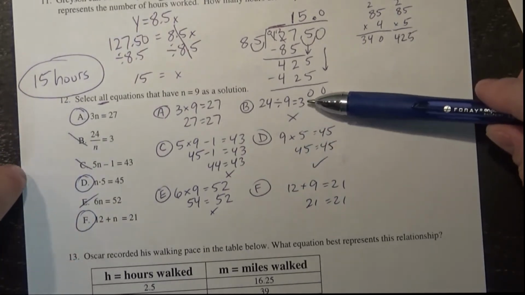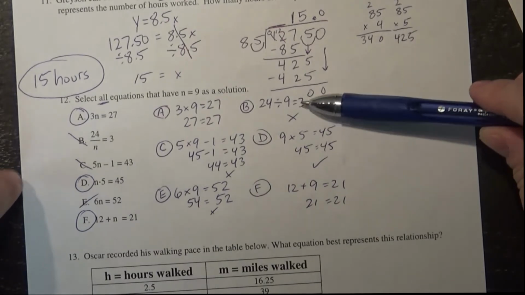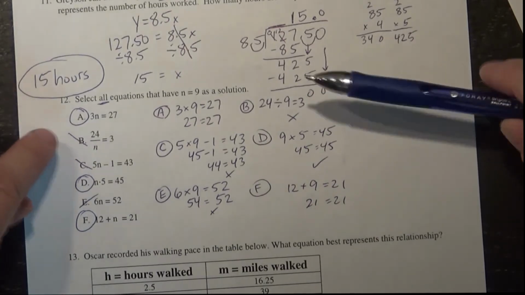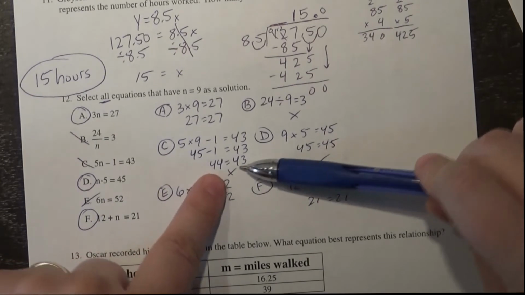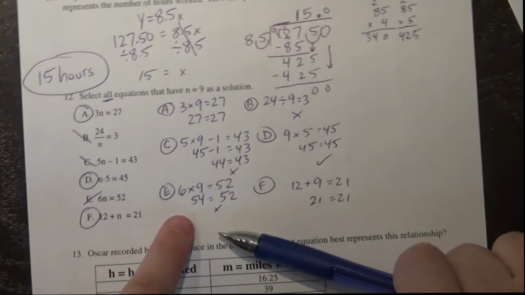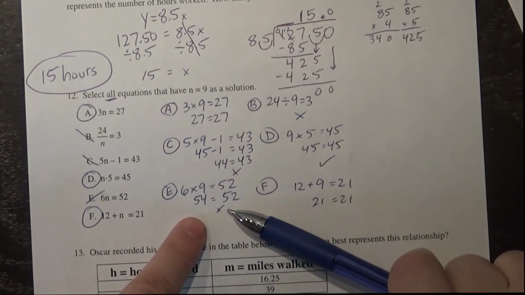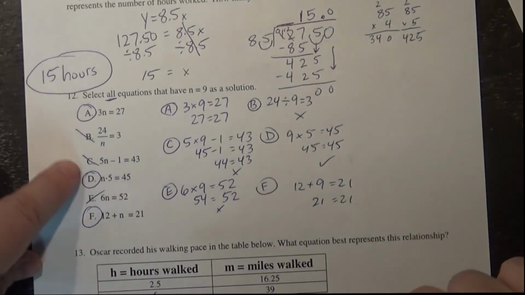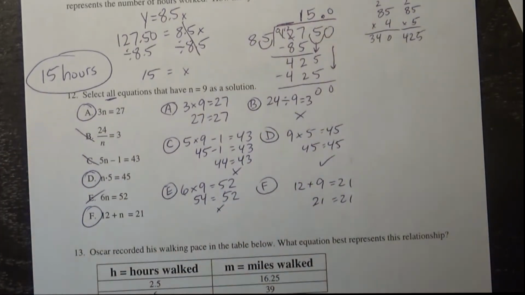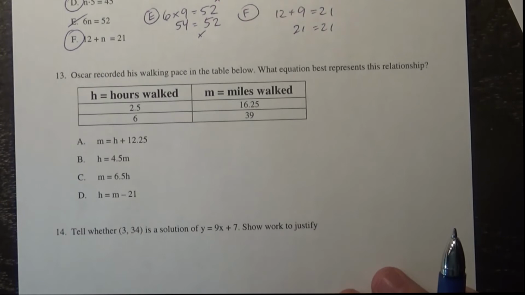Remember, when I got to letter B, I kind of knew that wouldn't work out. I would get like a decimal answer or a fraction. When I got to letter C, I knew that didn't work out because they weren't the same answers. Same with letter E. So it was very easy for me to see the ones that did not fit or did not qualify. Moving on to number 13.